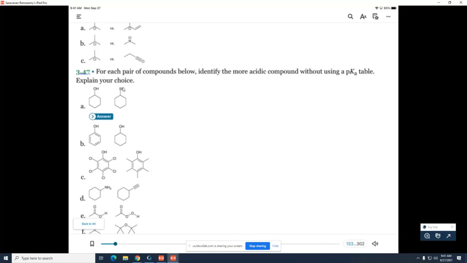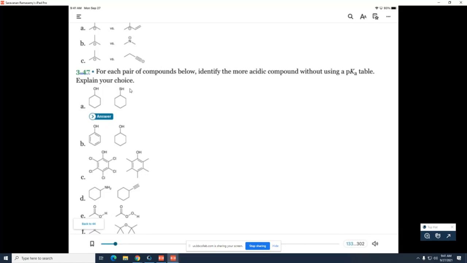Right? So when it comes to prediction, these are acids. You must draw the base to compare. Draw the base of this alcohol, cyclohexanol. Draw the base of cyclohexane thiol, with a negative charge on oxygen and a negative charge on sulfur, and that's when you compare, right? How about B?